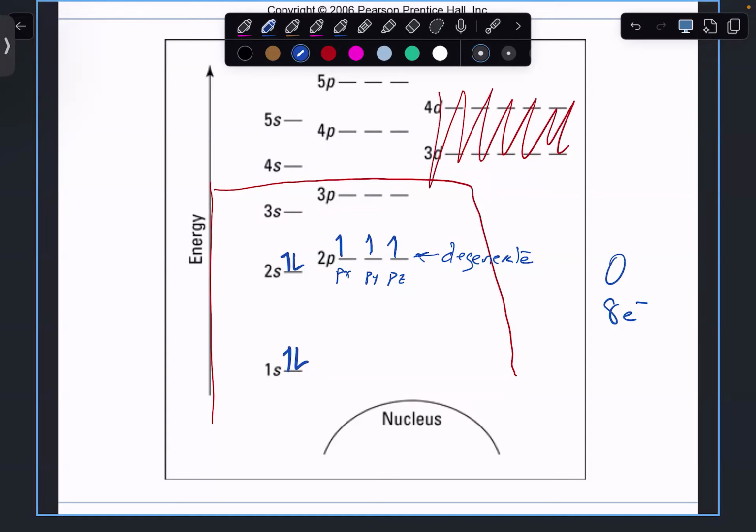What does that give you? 4, 5, 6, 7. So we've got 1 final electron, and it can go in really any of them. So that would be the electron configuration of oxygen.